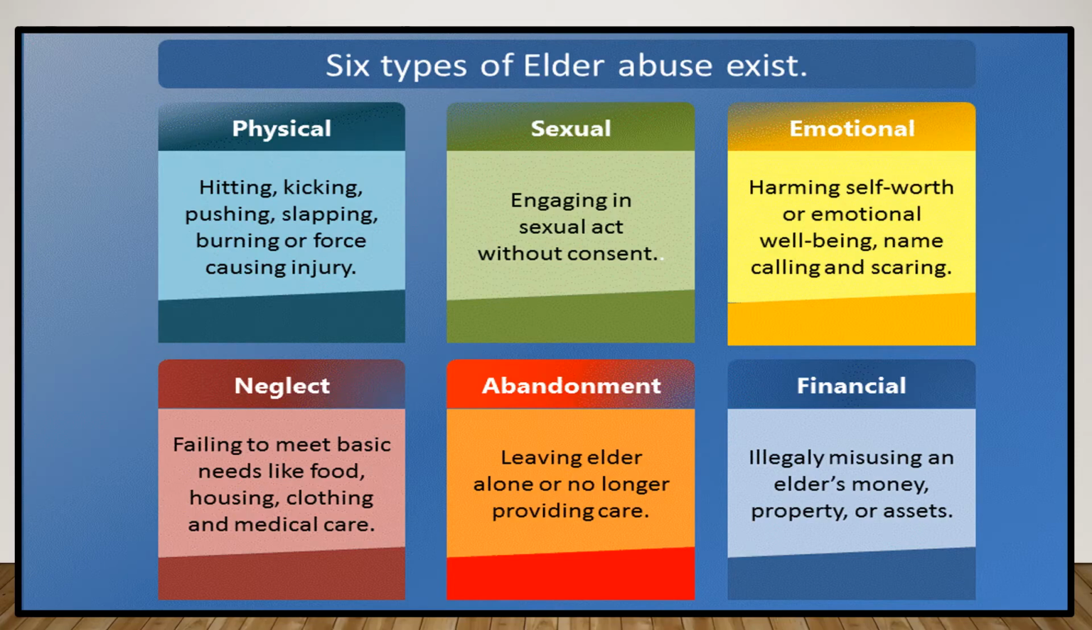The fifth type is financial abuse, which is illegally misusing an elderly person's money, property, or assets. The last type is abandonment, which is leaving the elderly alone, or no longer providing care to him, or there is no one caring for such an elderly person.